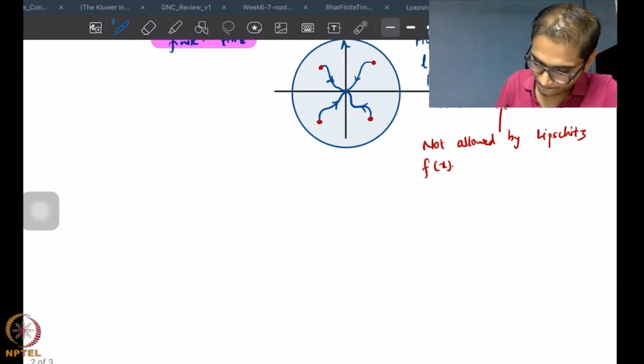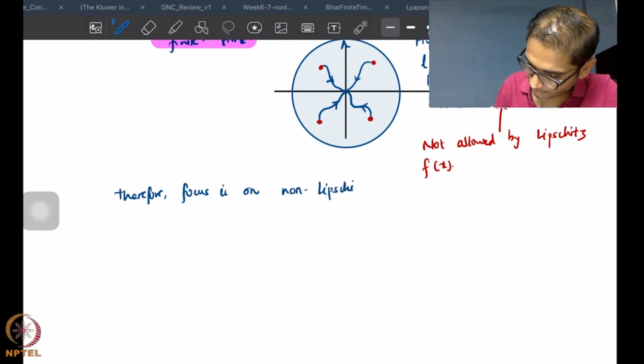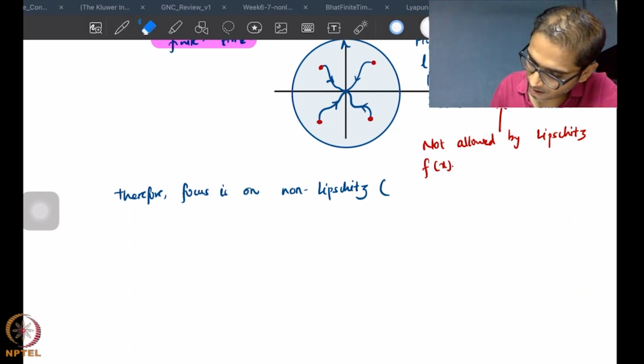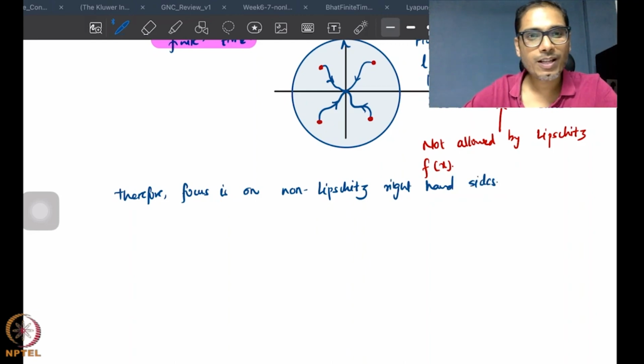And therefore our focus is on non-Lipschitz right hand sides. But even there it is not too non-Lipschitz. We still don't like to work with differential equations which have right hand sides which are completely non-Lipschitz everywhere and all of that. So we still restrict our attention, at least for this treatment, to very special cases.